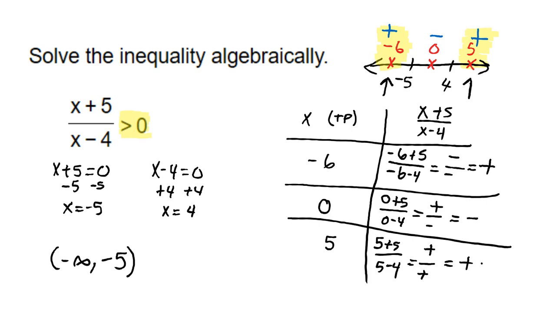Then the other interval we'll include in the solution set starts at 4 and goes to infinity. And we'll also put a parenthesis on that 4, but for another reason. 4 is where the vertical asymptote would be, and our rational expression is undefined at that value. So to solve the inequality, x plus 5 over x minus 4 is greater than 0, we have a solution set of negative infinity to negative 5, union with 4 to infinity.